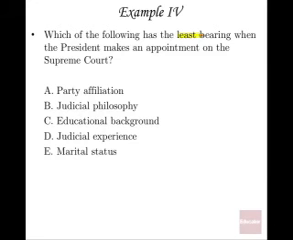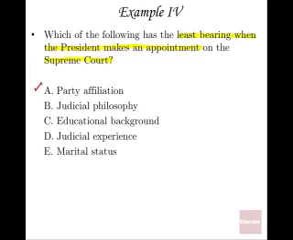Which of the following has the least bearing when the president makes an appointment to the Supreme Court? Okay, so when a president decides on the Supreme Court, as we saw in this lecture, you have Supreme Court justices that are still serving that Reagan appointed, and Reagan was president over 20 years ago. So you have a huge influence, possibly the longest lasting thing that a president can do is to appoint a Supreme Court justice. And which of the following has the least amount of bearing? So what does have bearing, and we'll cross that out.